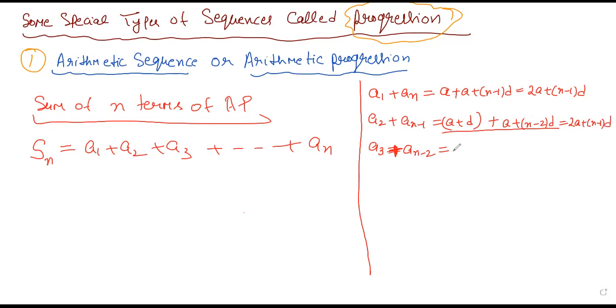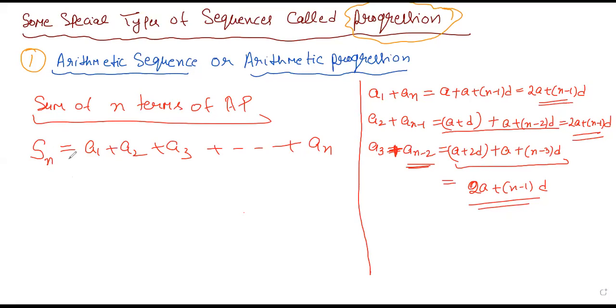Now a3 plus a(n-2): a3 is a plus 2d. And what is a(n-2)? a plus, whatever number is here, a lesser number will come, (n minus 3) d. So simplify this and you will get 2a plus n minus 1 d. It means all are the same.